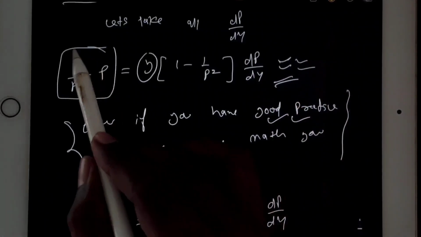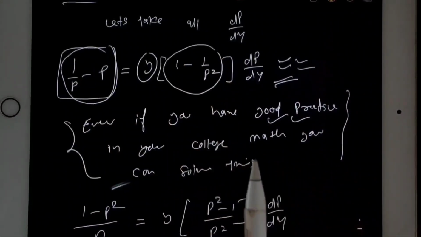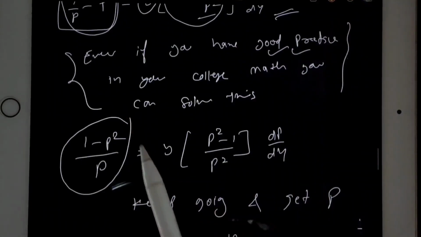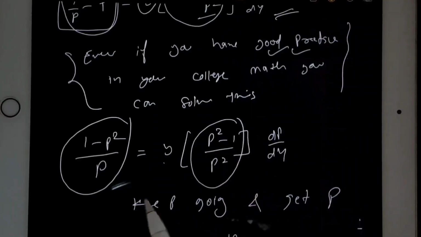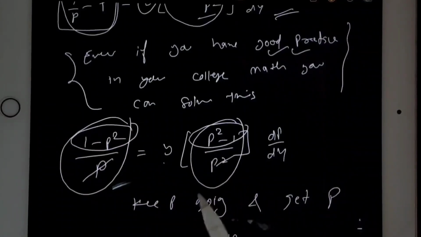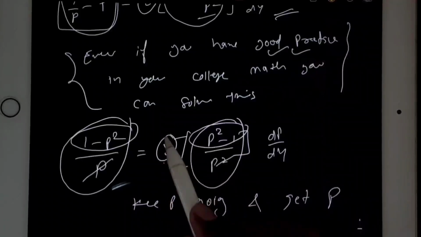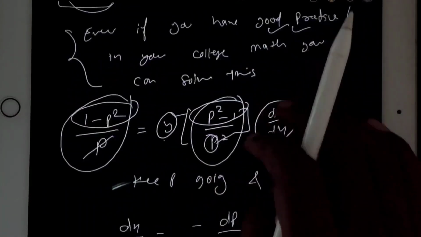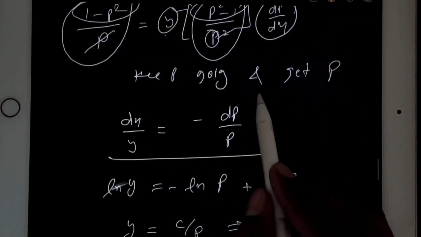Now take LCM for this, take LCM for this also, then one term will get cancelled and p will be remaining here. So take LCM: 1 minus p square by p, into p square minus 1 by p. So 1 p cancels with 1 p, and 1 minus p square with p square minus 1 cancel. Minus sign will come here after cancelling. So y will be remaining here, p will be remaining here, and dp by dy. Then separate the variables easily. So this will be your final formula.